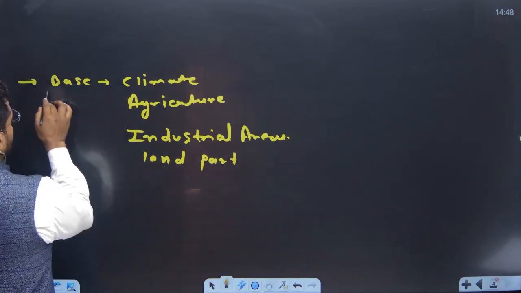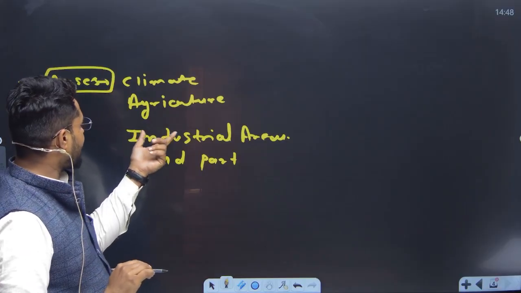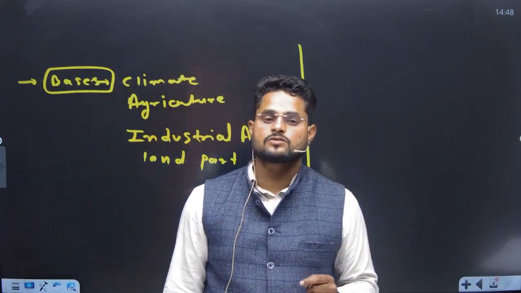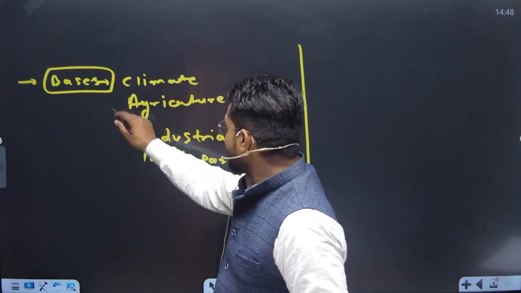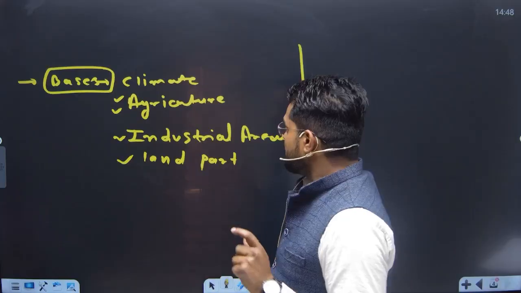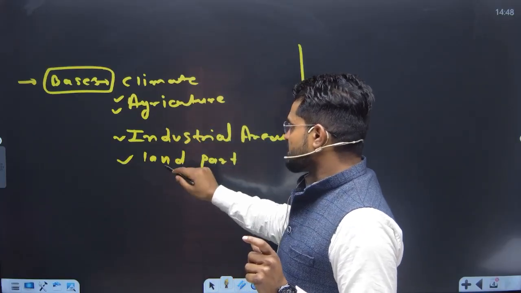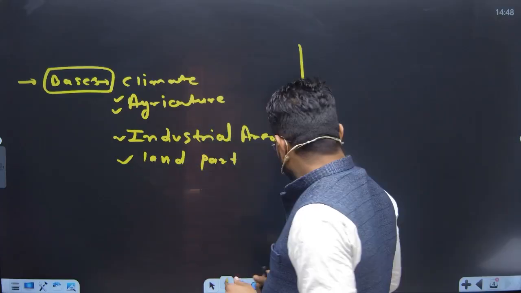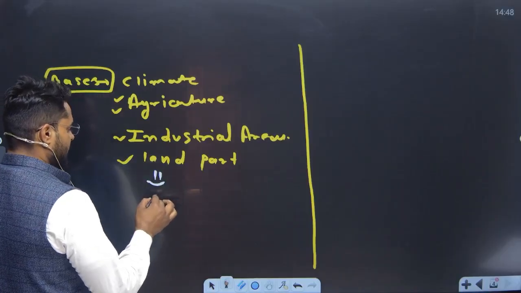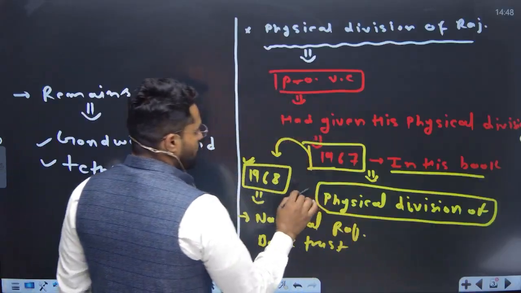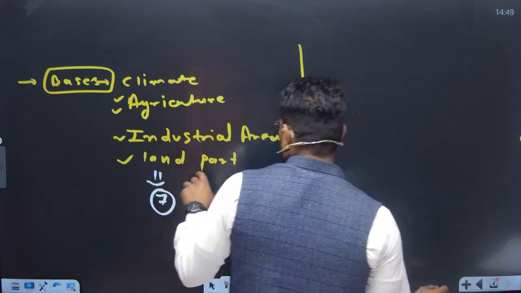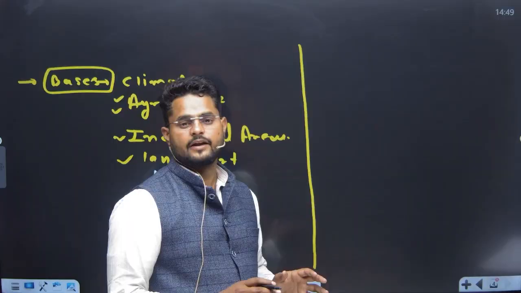So on the basis of climate, agriculture, industrial area, and land part. A question is also asked from here: what was the basis of V.C. Misra's physical division? These are the four bases of V.C. Misra's physical division: climate, agriculture, industrial area, and land part. On this basis, V.C. Misra divided Rajasthan into 7 physical regions in his book Physical Division of Rajasthan in 1968.